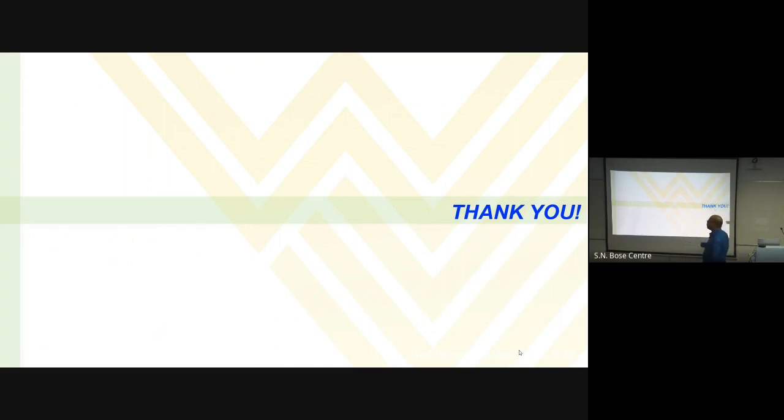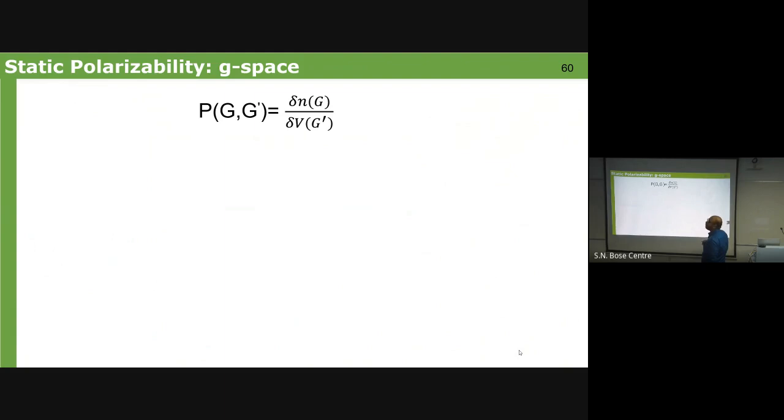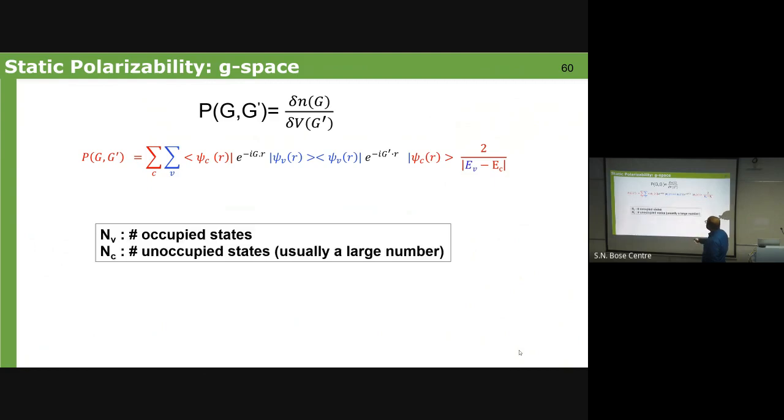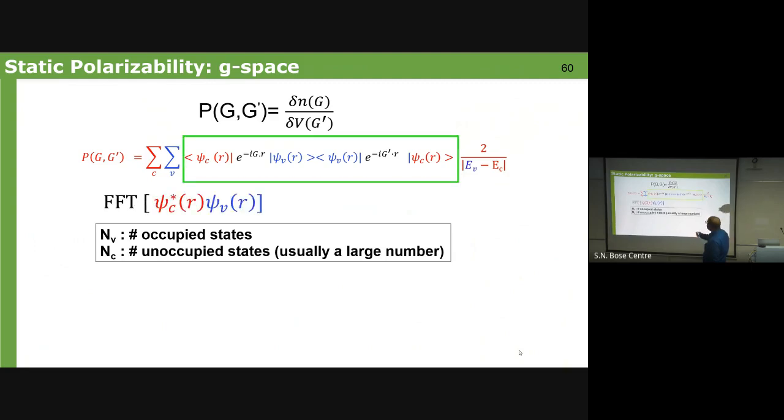So I'm going to quickly tell you what is happening with the GW. Traditionally, this is done in the reciprocal space. This is the polarizability, and it is written in this way. This is the summation over the conduction band and the valence band in the reciprocal space. You see this summation goes over Nv and Nc, the number of occupied bands and number of unoccupied bands. If you look at this carefully, this is just the Fourier transform.